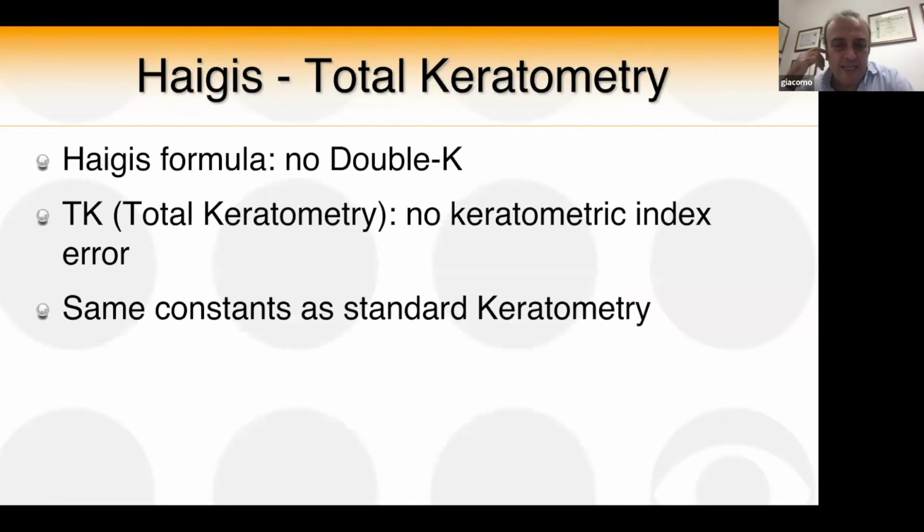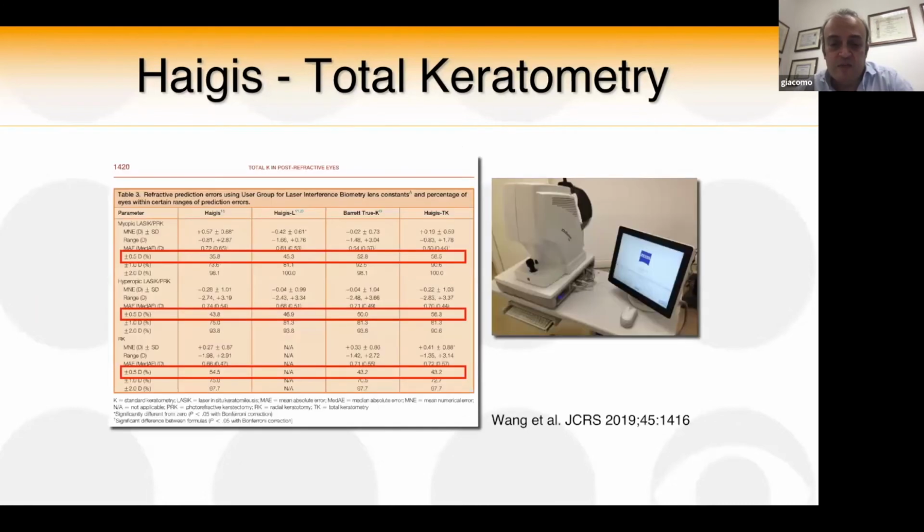And what about the Haigis total keratometry? The Haigis formula is important because it does not predict the ELP from corneal power, as I told you before. So you don't need a double K version. Probably you already know what total keratometry is. Total keratometry takes the back surface, the back power of the cornea, into account, and it does not suffer from the keratometric index error. And you can use the same constants as standard keratometry.